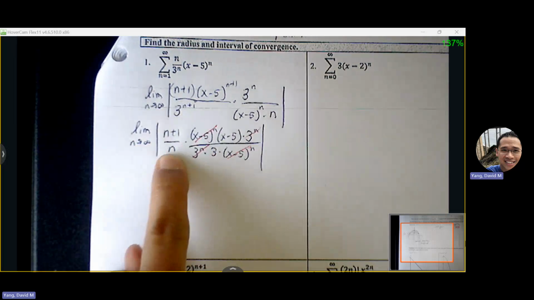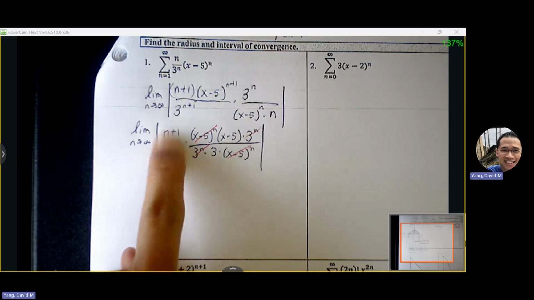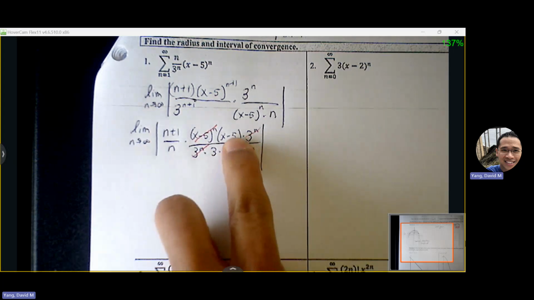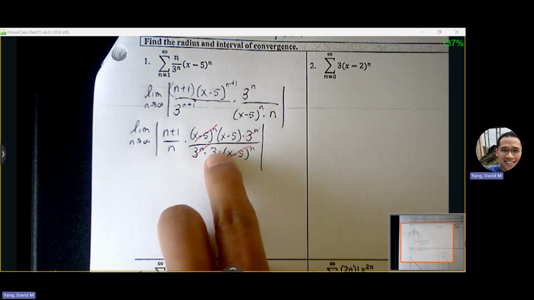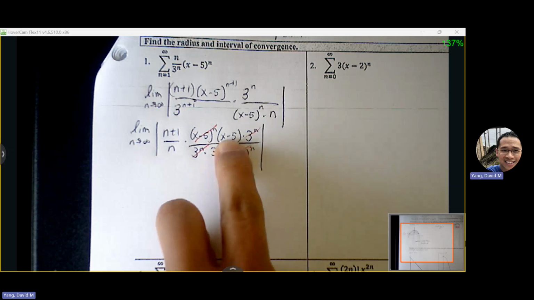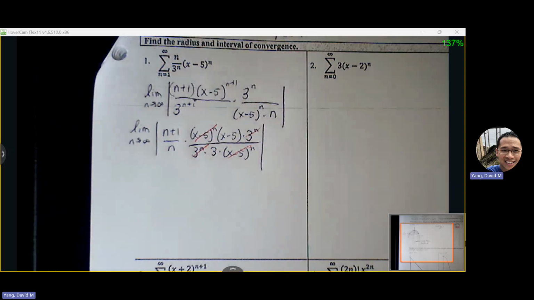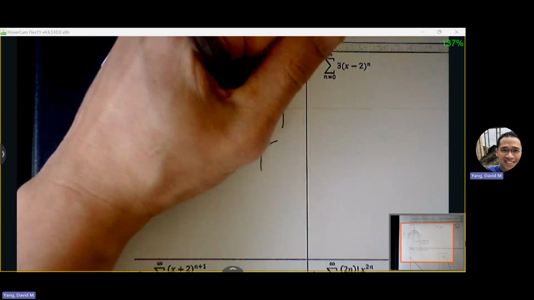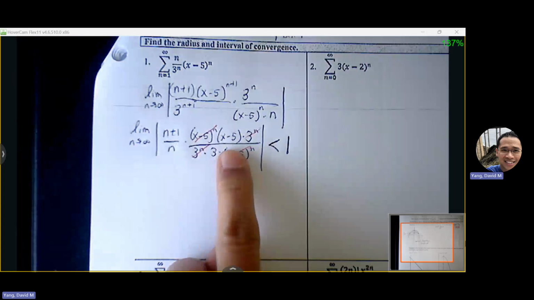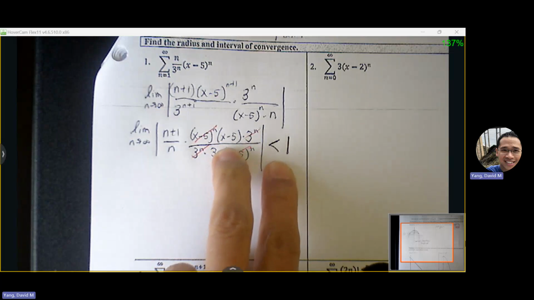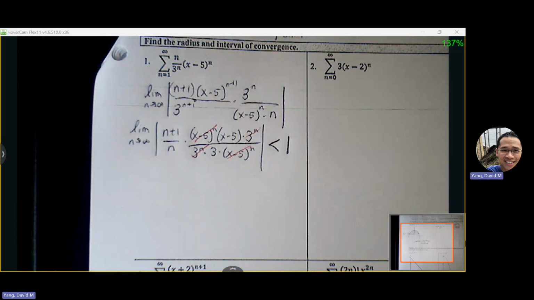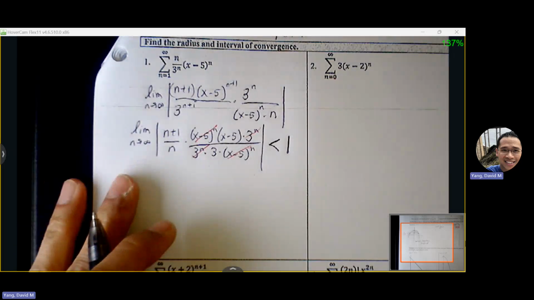What is this going to give me? Just 1, right? So the only thing left over is x minus 5 over 3. These are just static values, right? There are no more moving parts here. So the absolute value of x minus 5 over 3 indicates that we're going to have a range of values. We're going to set this to be less than 1, and find the range of values where this series is actually going to have a real number.